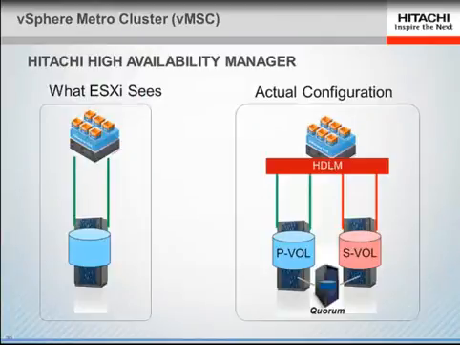With VMware Metro Cluster, we have full support using Hitachi High Availability Manager software. And the ESX host thinks it sees a single LUN. However, in the actual configuration, the ESX host, through the HDLM software, sees both the primary and secondary volumes and is able to negotiate which volume is the current active volume set, or the current read-write set. If there was a problem with a volume, such as a data center outage or power loss, it will non-disruptively switch to the secondary volume, and there'll be no data loss, no interruption of service.